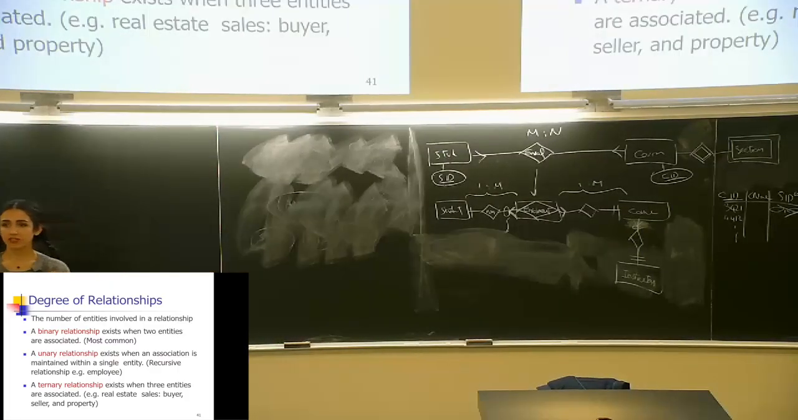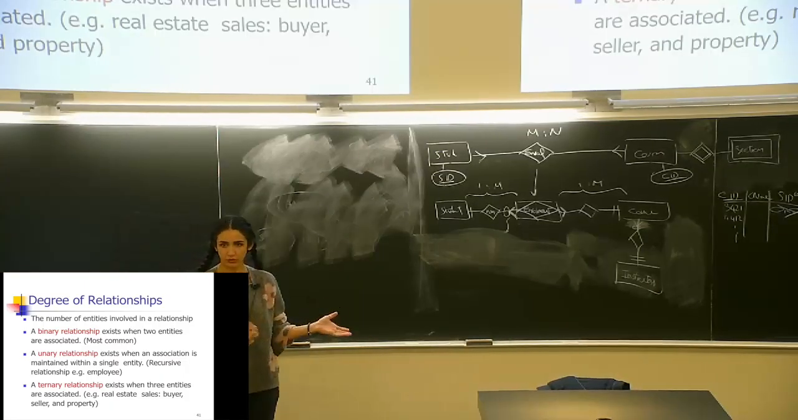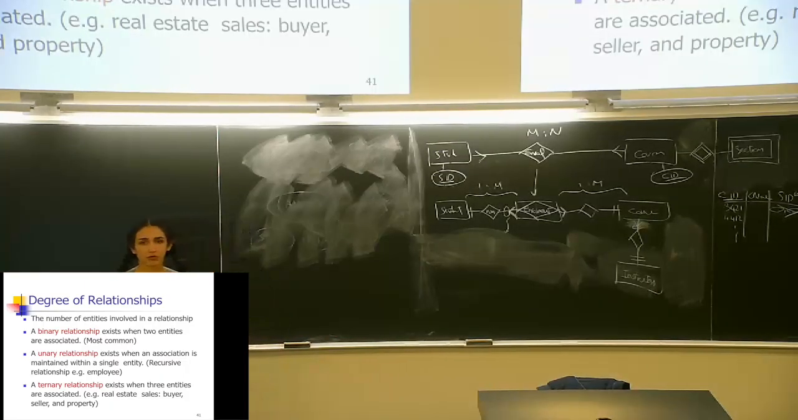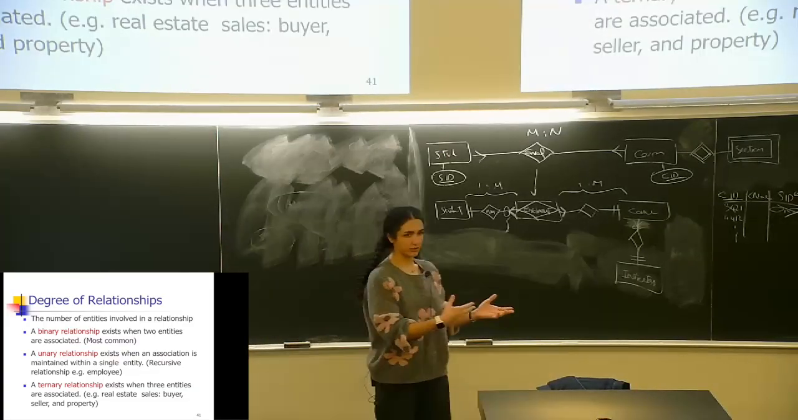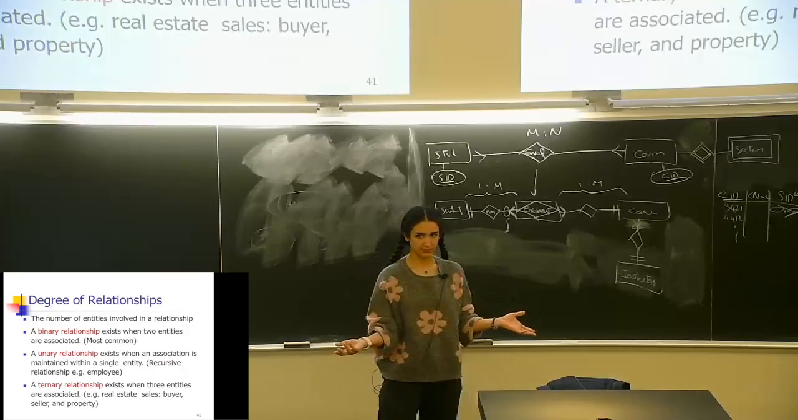For example, the relationship between employee and department. Each employee can work in one department. Each department can have one or more employees, right? Or for example, the relationship between order and product, right? Each order can include one or more products, and each product can appear in multiple orders, right?